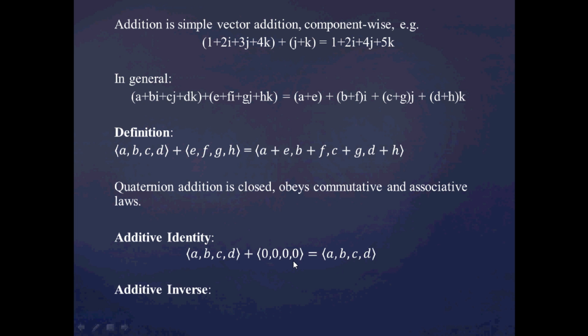And also the additive inverse. Here I'm looking for the quaternion such that when it's added to, let's say, ABCD, gives me the additive identity, or 0, 0, 0, 0. And here that's just going to be the negation of ABCD, where I negate all the components. So the additive inverse of ABCD is just minus A, minus B, minus C, minus D.